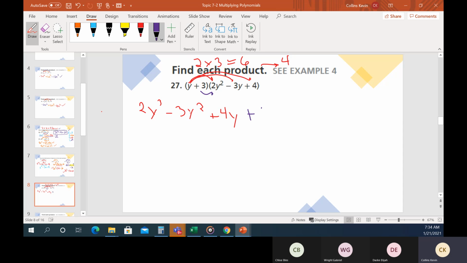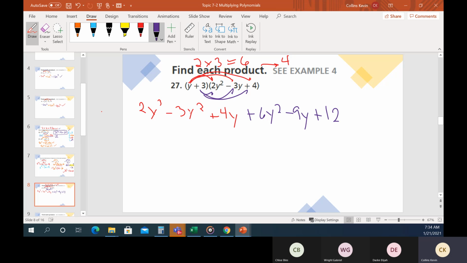3 times 2 is 6. And then just bring the y squared along for the ride. Then we do 3 times minus 3, that's minus 9. Bring the y along for the ride. And then finally we have 3 times 4 is 12.